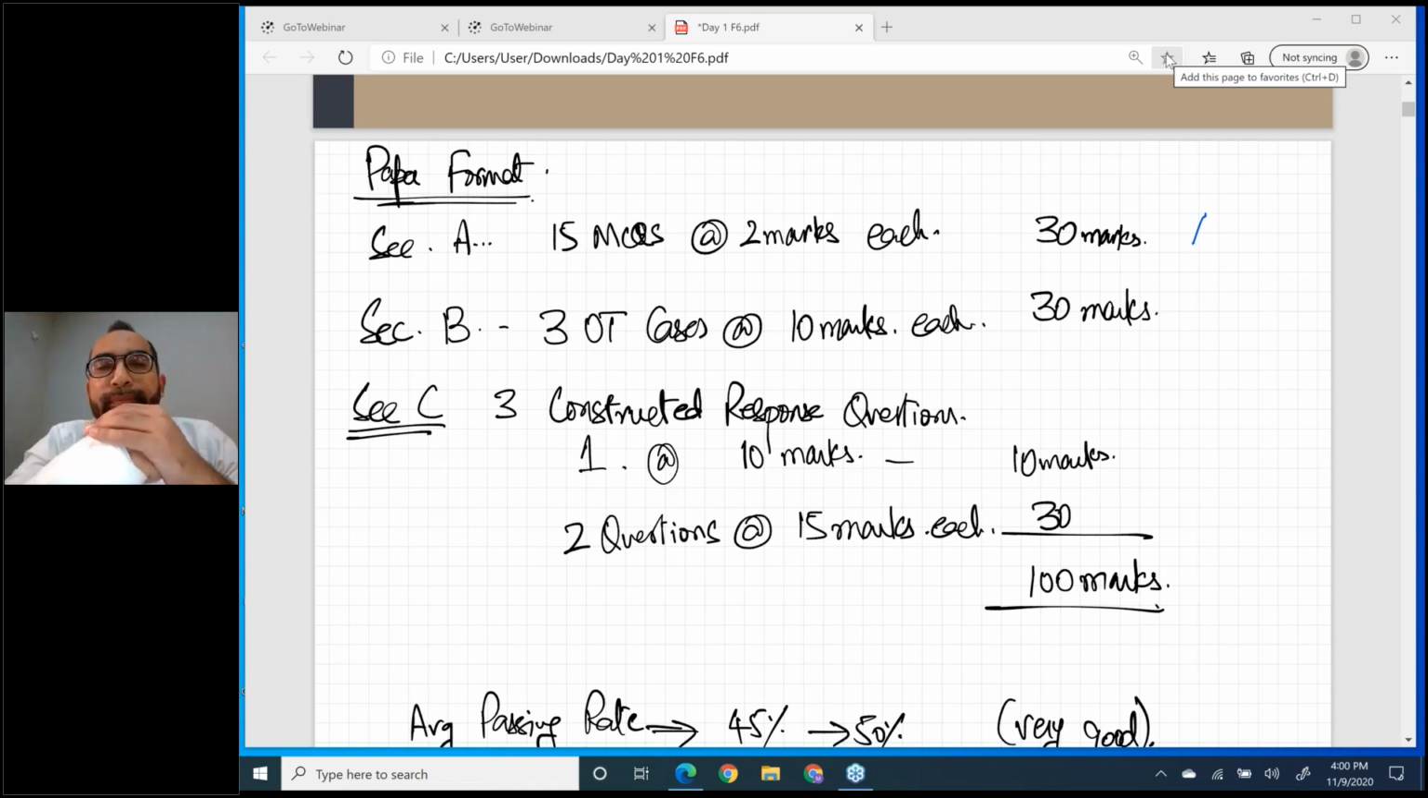Keep in mind one thing, that we have a total of 15 hours, 5 days, 3 hours per day. So each and every minute, every second is very, very important. Let me quickly discuss the paper format, then some exam techniques, and then we'll shift to our first topic, that is income tax computation.